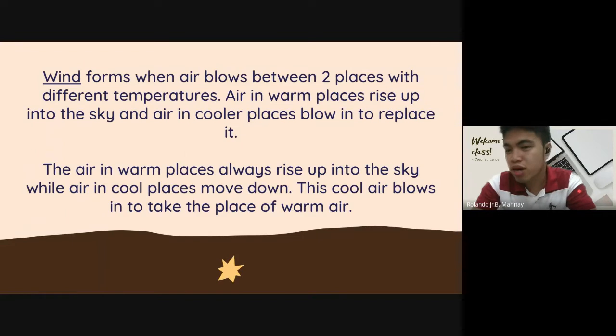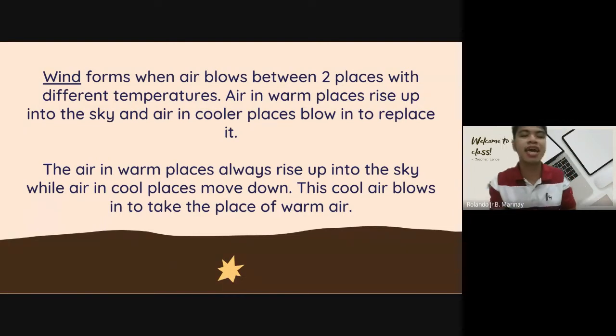Wind forms when air blows between two places with different temperatures. Air in warm places rises up into the sky, like I've said before, and air in cooler places blows in to replace the hot air. Okay, when a place is hot, the air goes up. Remember, when it's hot, the air moves up, okay? And the cold wind replaces the hot air. Later I'm going to show you a picture of how it happens.